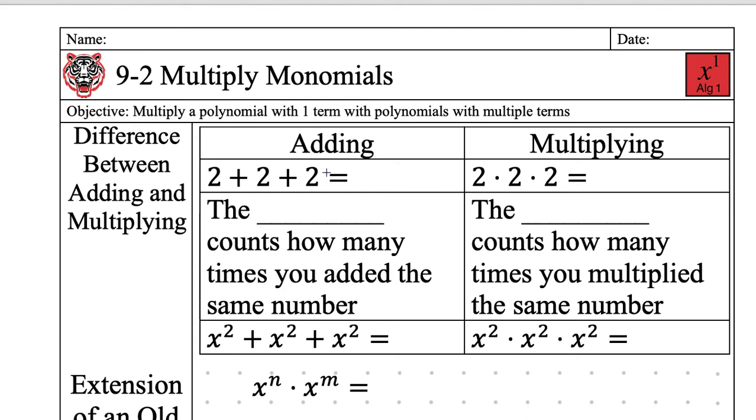All right, so we're in Algebra 1. We are on lesson 9-2, multiplying monomials. Today's date is Thursday, March 5th, 2015.